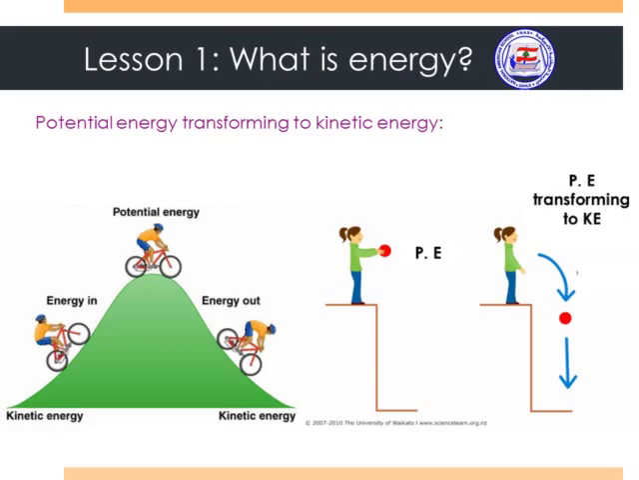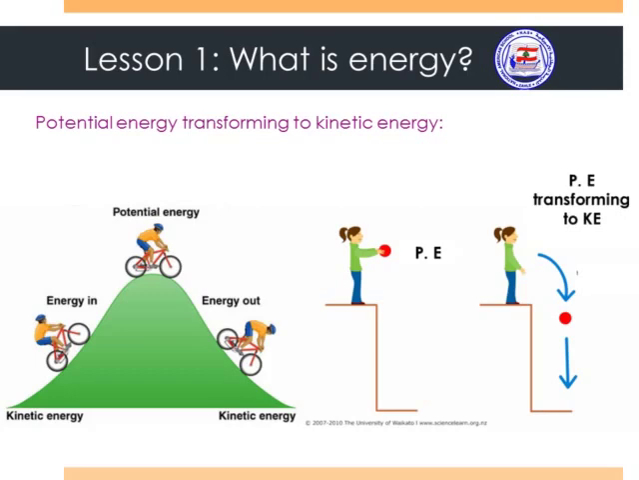Then he started biking up, so he is moving and gaining kinetic energy until he reaches the top, where he has maximum potential energy because he is very high from the ground. Now he starts moving back down, and this potential energy will again transform into kinetic energy as he is moving down to reach the bottom.